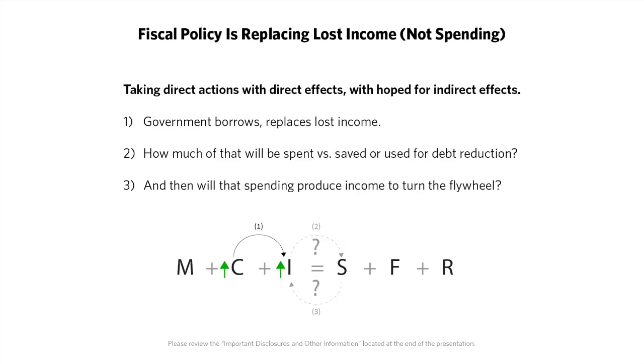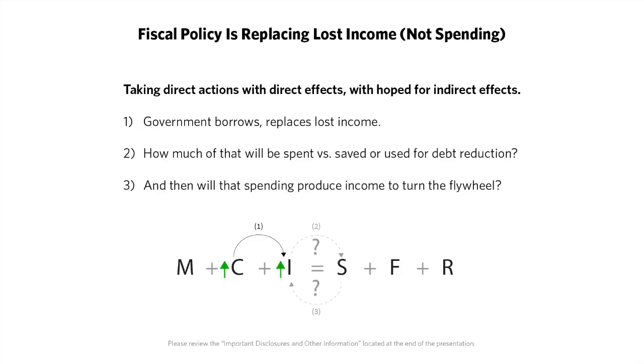Now you have the question of inefficiency. It may get to the wrong places. Nonetheless, as we see it, the total amount of money that's getting sent out is roughly the total amount of money that was lost in the form of income, at least in the aggregate. Now, the thing you're hoping for is how much of that will be spent versus saved or used for debt reduction. The next step is what you really want is that income to get spent. So will that spending then turn around here and produce income, which turns the flywheel, which then produces spending?